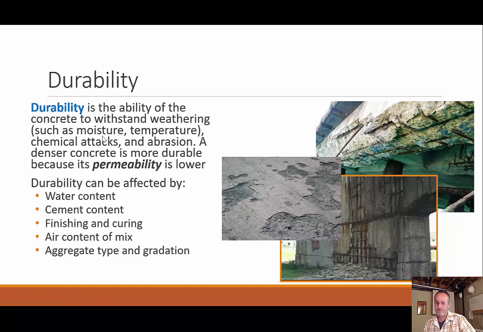Some things that can affect that durability would be the amount of water we're adding, the cement, the air, the aggregate. Basically, those are all of our elements in our mix, right? The only thing that's different here is finishing and curing, because if we finished it in a way that allowed water to collect or pool, or if we had poor curing conditions where possibly it froze before it was fully cured.